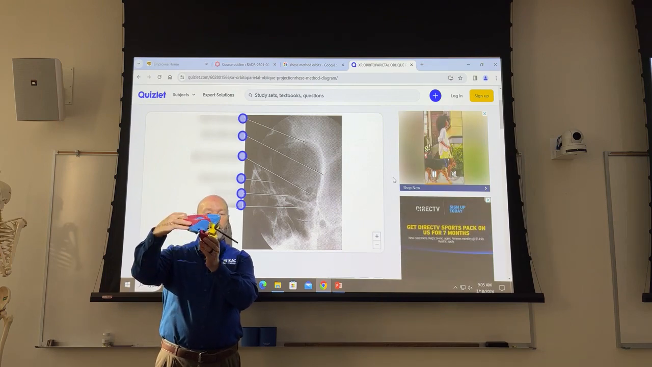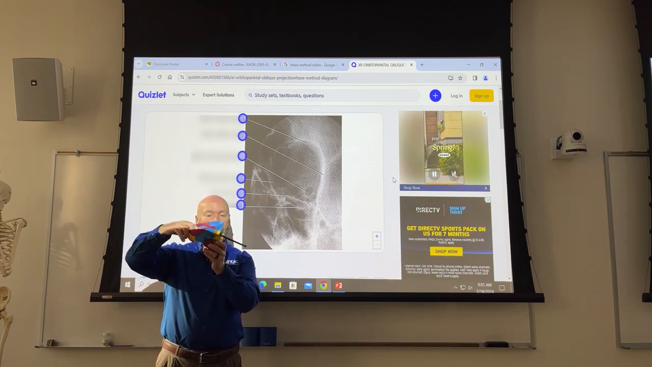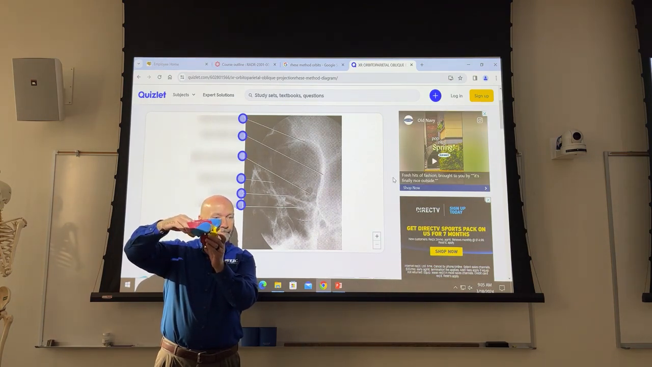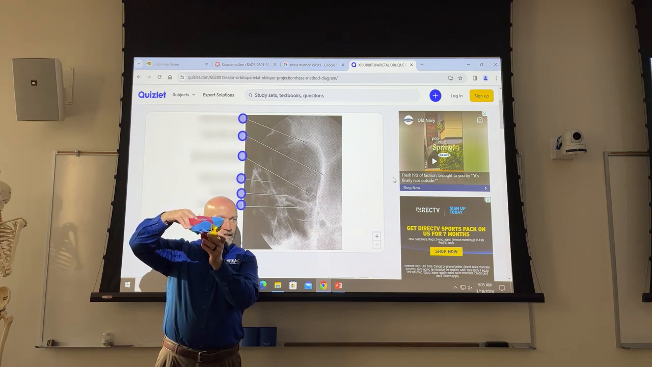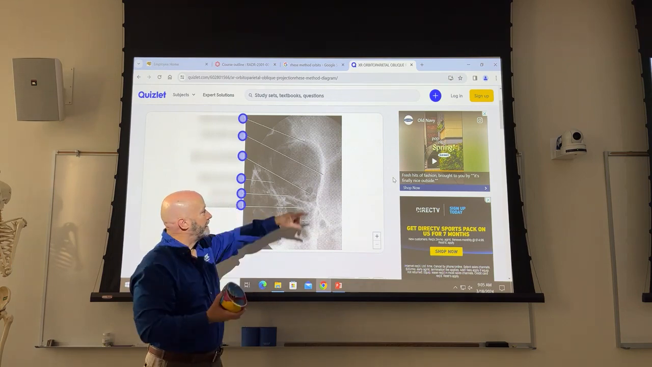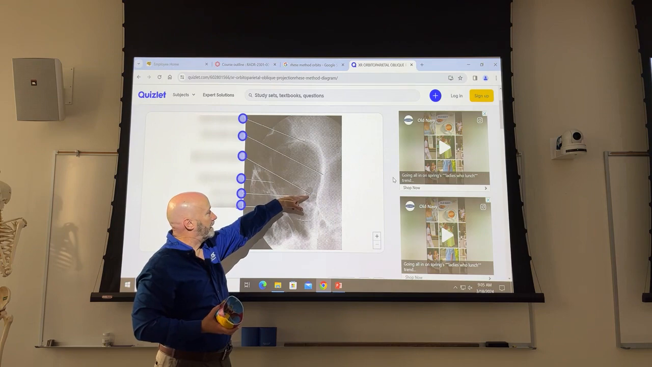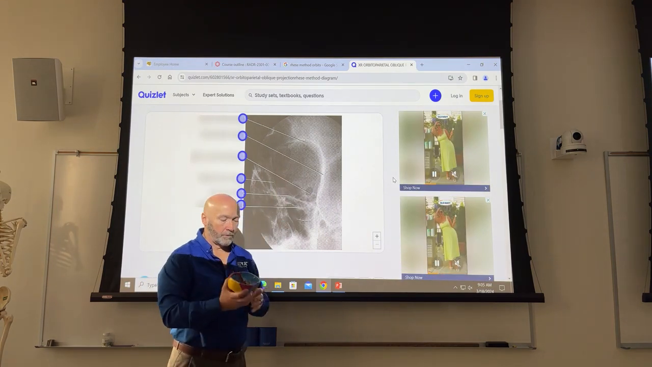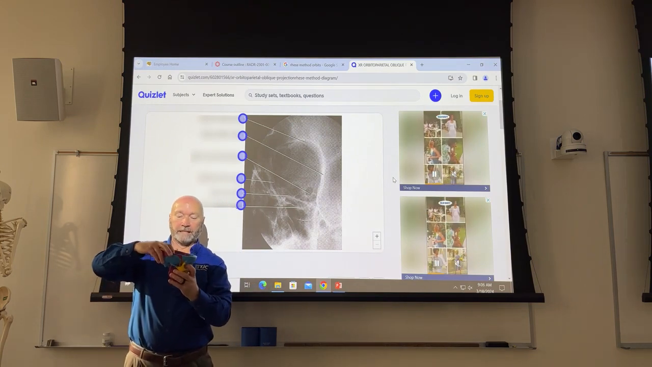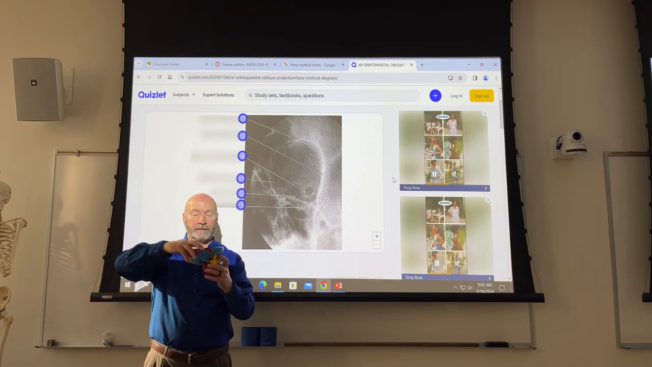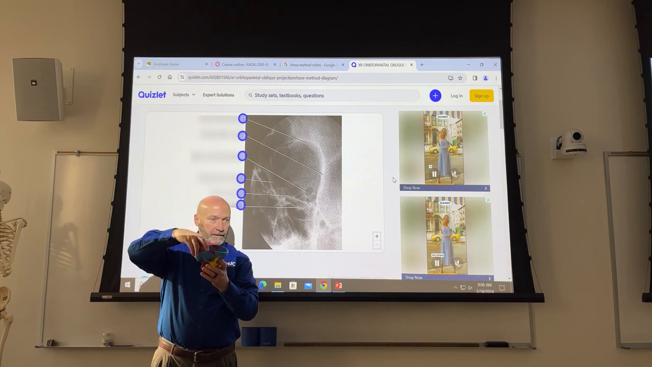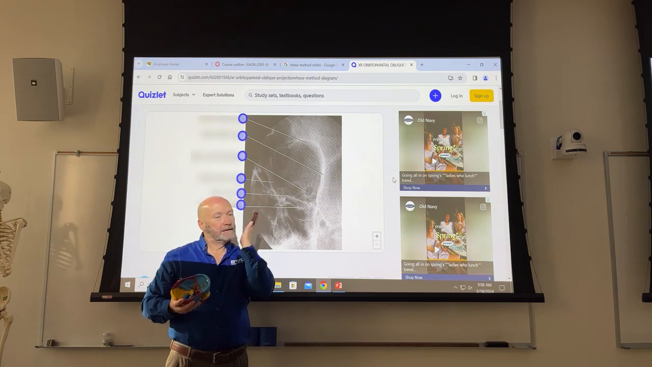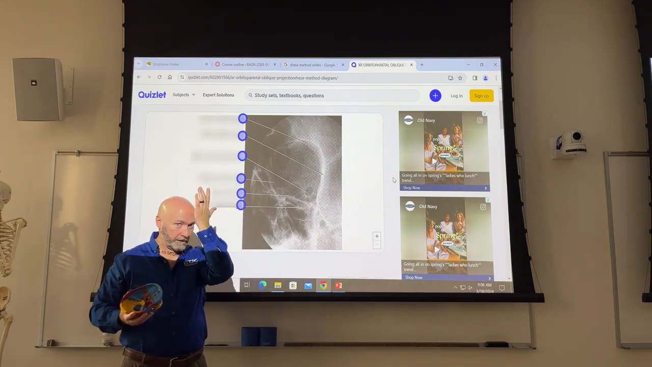If you go with forehead, cheek, and nose, petrous ridges are back here. What's going to happen is the petrous ridges are going to come up, and the outer portion of the orbit's going to go down. Your optic canal is not going to be in the lower outer quadrant. What might happen is the petrous ridges may be projected directly on top of it. You're not going to see it. Chin, cheek, and nose, not forehead, cheek, and nose.